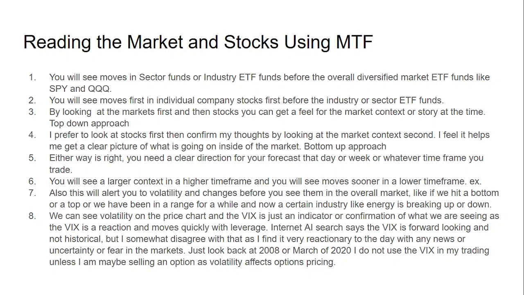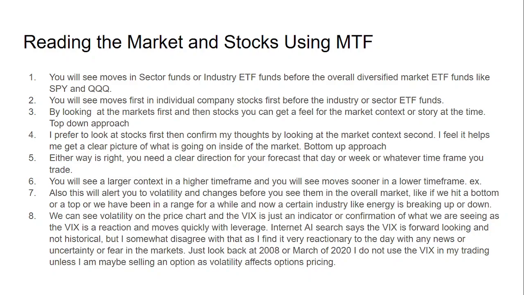Internet AI search says the VIX is forward-looking and not historical. But I somewhat disagree with that, as I find it very reactionary to the day, with any news or uncertainty or fear in the markets. Just look back at 2008 or March of 2020 during the pandemic for reference on volatility levels. I personally do not use the VIX in my trading unless maybe I'm considering selling an option, as higher volatility affects options pricing. So that's a quick overview on that.